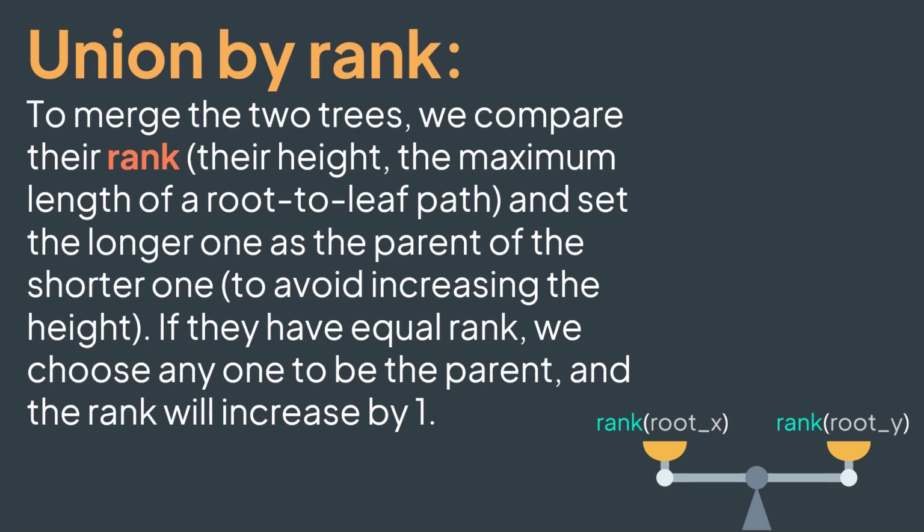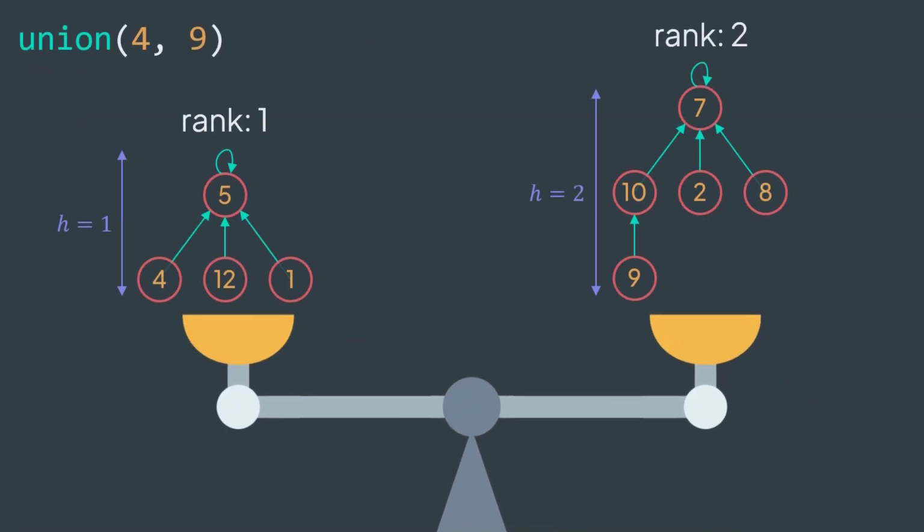So if the first tree is shorter than the second tree, we add root x to root y and the rank doesn't increase. Else if the second tree is shorter than the first tree, we add root y to root x and the rank doesn't increase. Else if they have an equal rank, we can choose anyone to be the parent. But this time, the rank gets unfortunately increased by 1 because the height of the result tree is greater by 1. Let me show you an example.